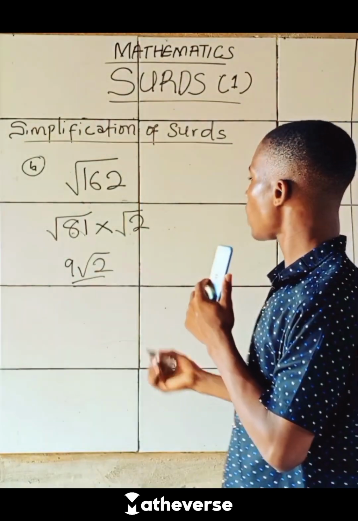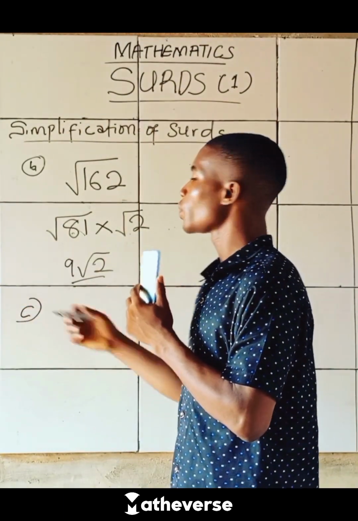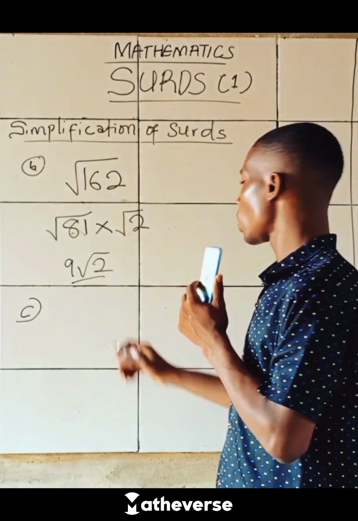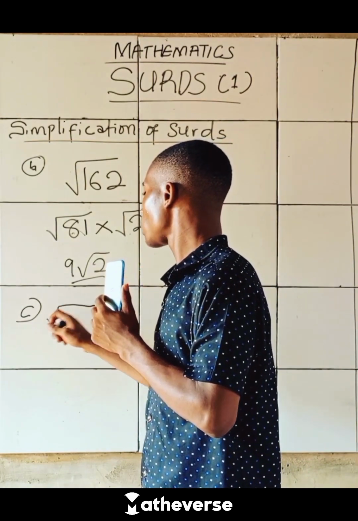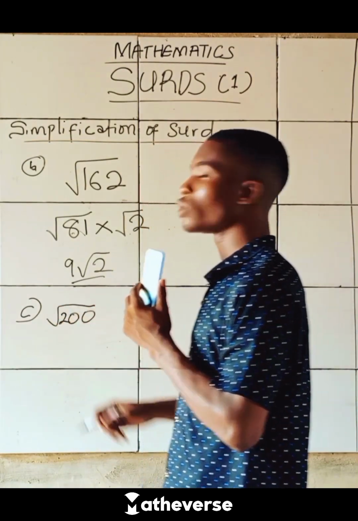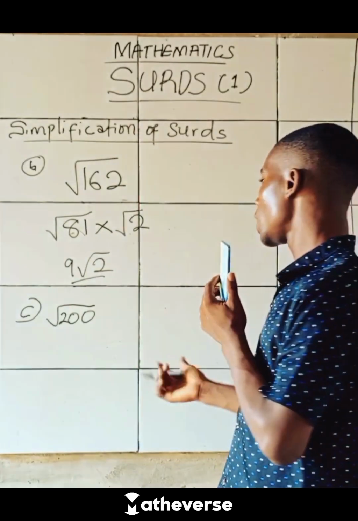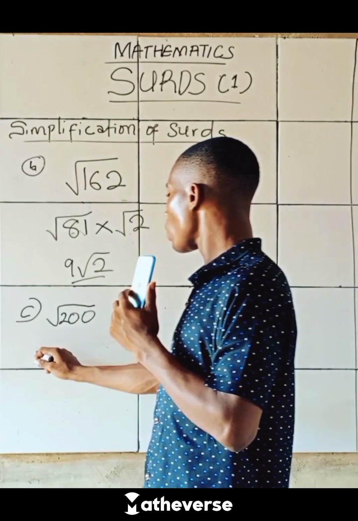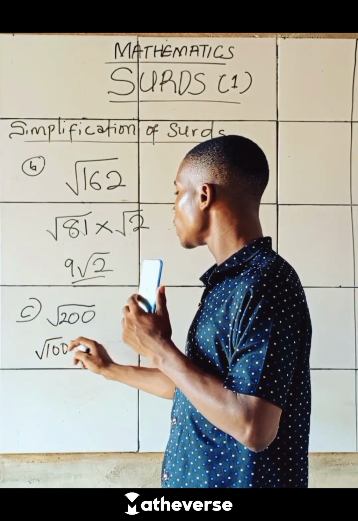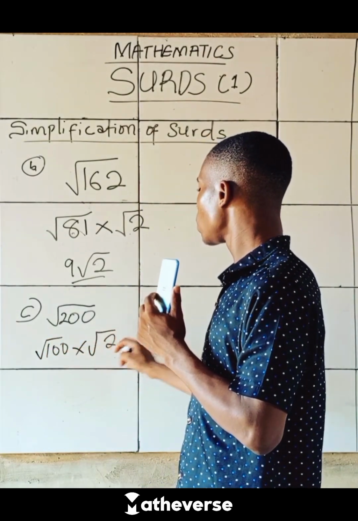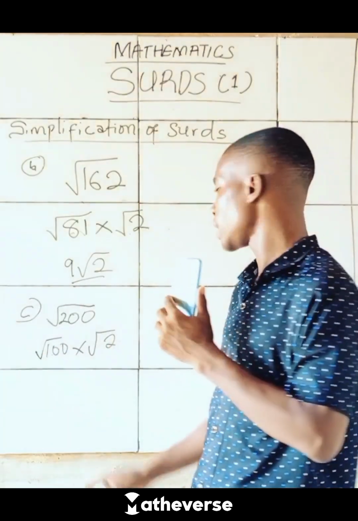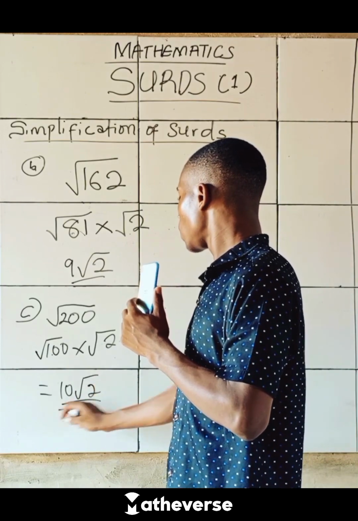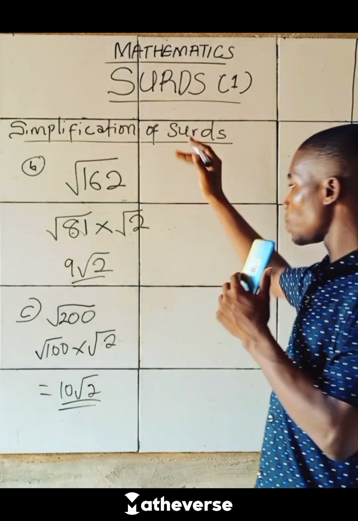All right, let's do one more example so that you can get it clearly. What if we have root 200? They said simplify root 200. How are we going to simplify it? Now let's look for two factors. One is a perfect square, the other one can be otherwise. We'll have root 100 times root 2. So the square root of 100 is what? 10. Our final answer will be what? 10 root 2. You see that? This is the first part of simplifying surds.